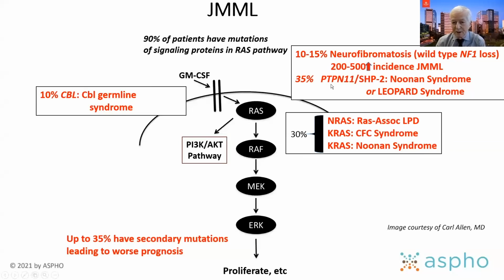Another large group of the JMML patients will have mutations, either somatic or germline, in PTPN11, with the germline mutation found in the Noonan syndrome or Leopard syndrome patients. And there's another large group with mutations of the RAS genes associated with lymphoproliferative diseases, and also with another form of the Noonan syndrome. And finally, a group of the CBL germline syndrome, which are commonly found to have JMML. Of all of these patients, about a third of them will have secondary mutations, and it leads to a worse prognosis.